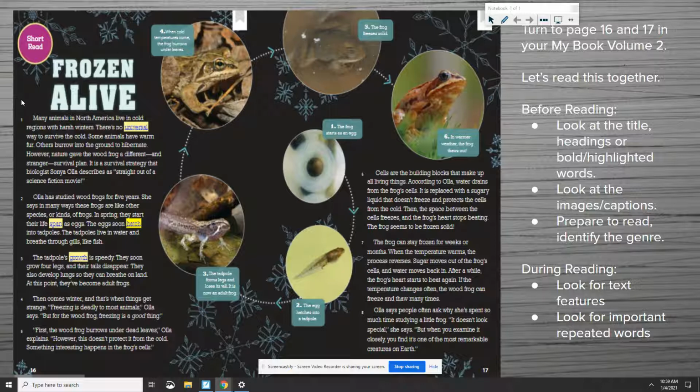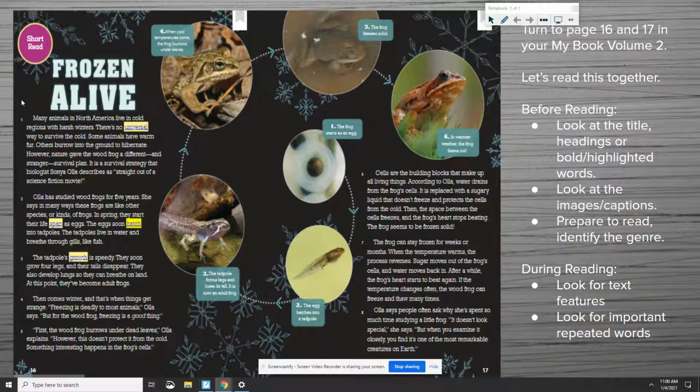The frog can stay frozen for weeks or months. When the temperature warms up, the process reverses. Sugars move out of the frog's cells and the water moves back in. After a while, the frog's heart starts to beat again. If the temperature changes often, the wood frog can freeze and thaw many times.